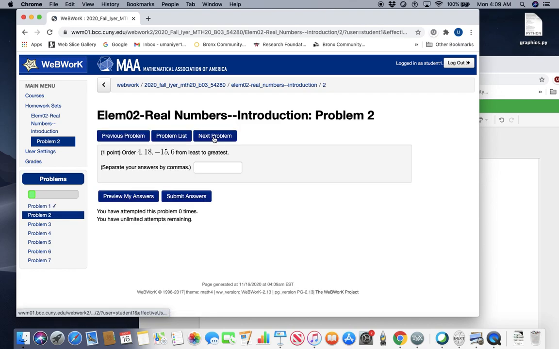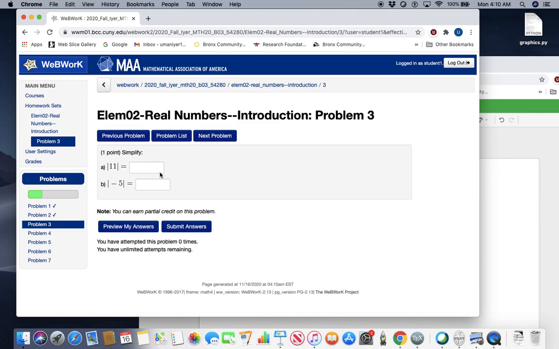Okay, next problem. Order 4, 18, -15 and 6 from least to greatest. Least, the smallest. Look, that's negative. Sorry, that's negative. So these are all positive, so that's of course the least. That's -15, comma. The next biggest, these are all positive, so 4, comma, 6, comma, 18.